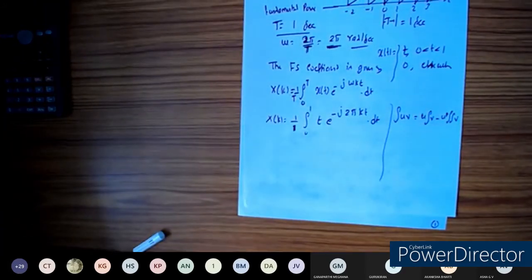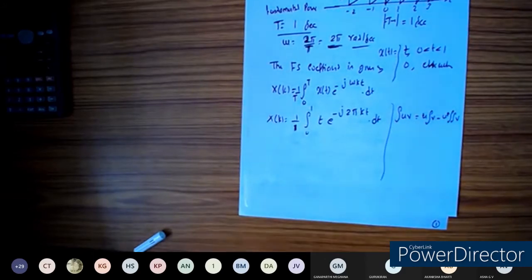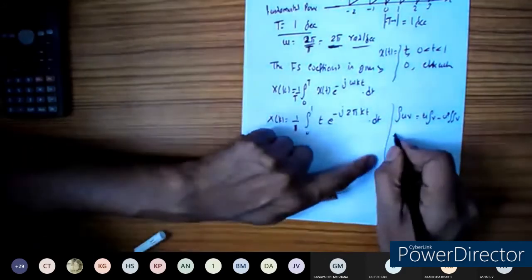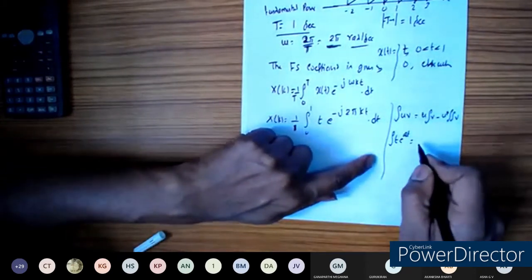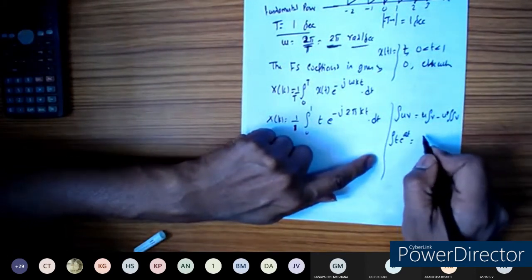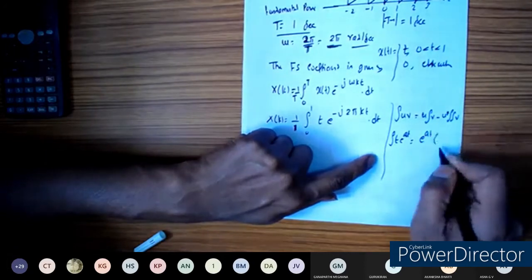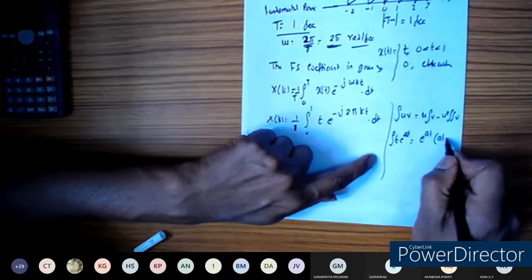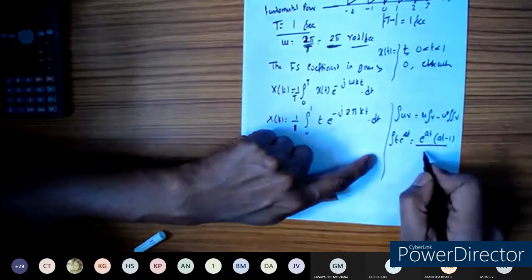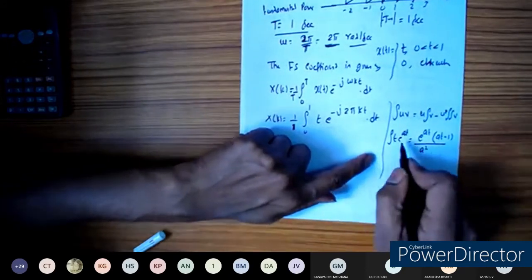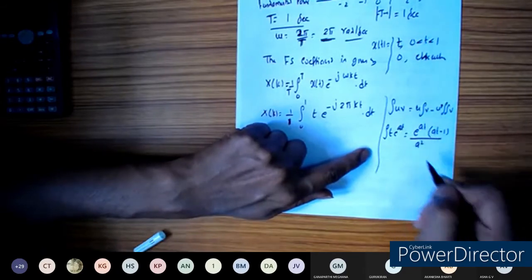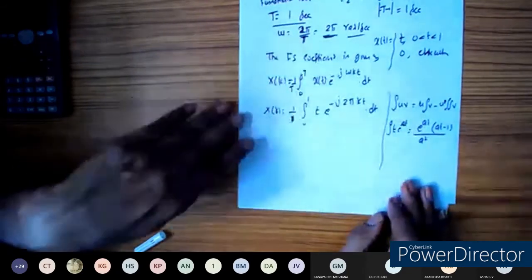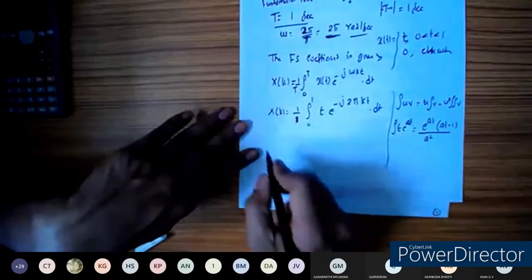Or else you can apply the property of integration of t into e to the power of at. You can apply it here. Integration of t into e to the power of at is equal to e to the power of at into (at minus 1) divided by a square. Integration of t into e to the power of at is nothing but e to the power of at into (at minus 1) divided by a square. Both will give the same answer. Let us do it by applying integration by parts here.